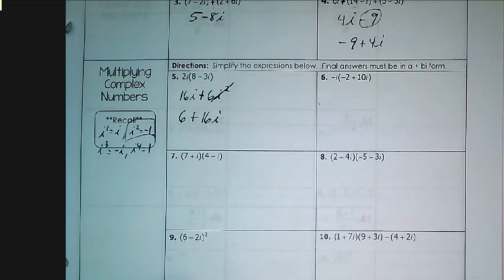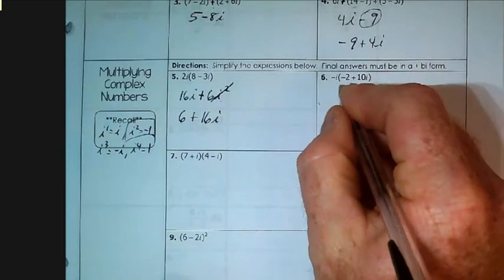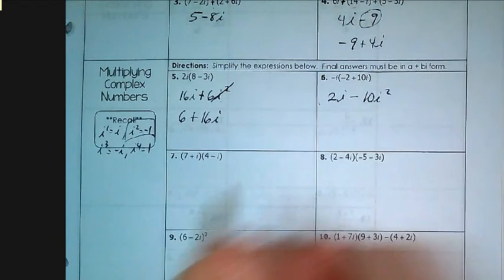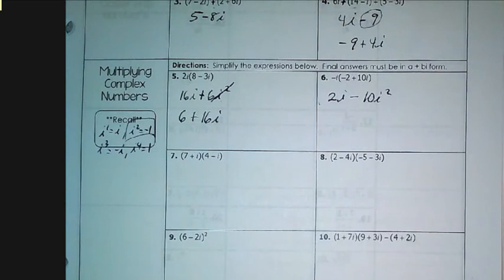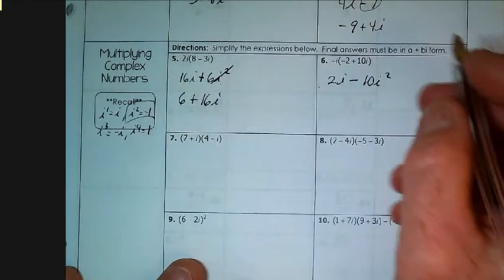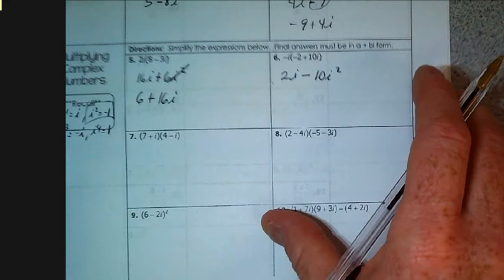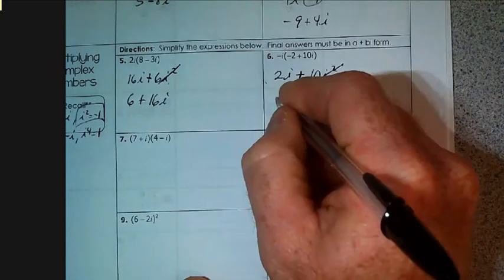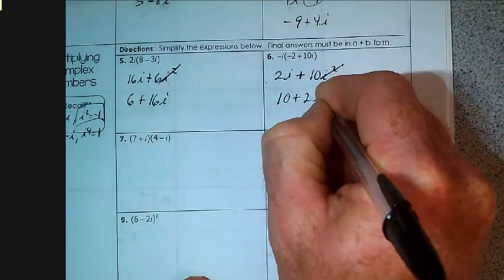Okay, let's do the second one. Distribute the negative I. So you're going to have a positive 2I and then a negative 10I squared. So what happens? You've got to do the same thing. So you're going to cancel your I squared, change the sign of the 10, and then 10 plus 2I.